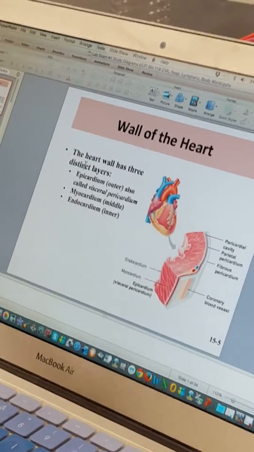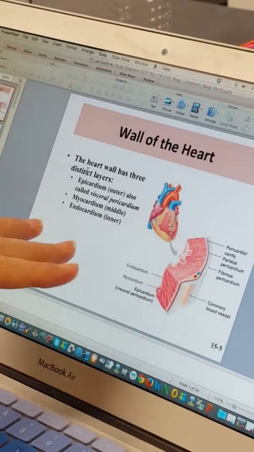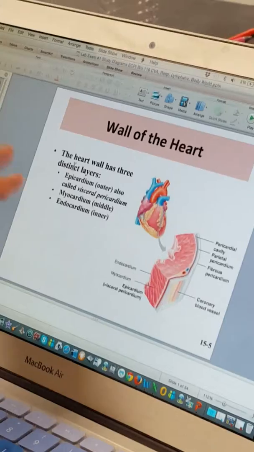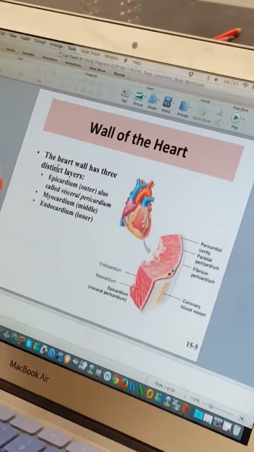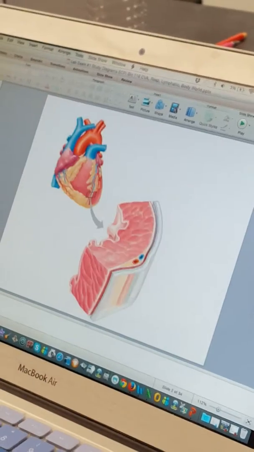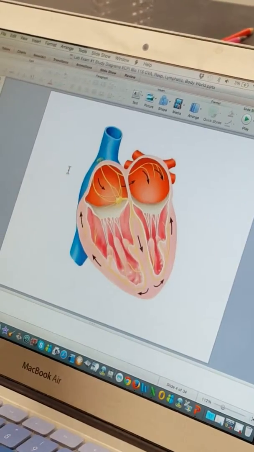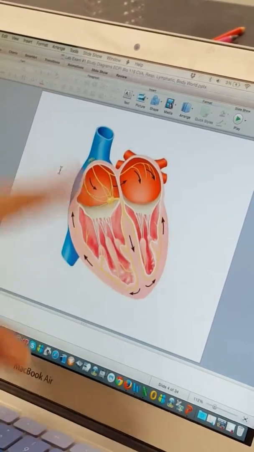So what I've done, again, to help you, is show here's what the book has, here's the PowerPoint picture, here's my picture, right? So the idea here is you need to know the walls of the heart, the wall of the heart, right? Inner, middle, outer. Okay. Cardiac conduction system, there it is, right? 1, 2, 3, 4, 5, 6 components of that.